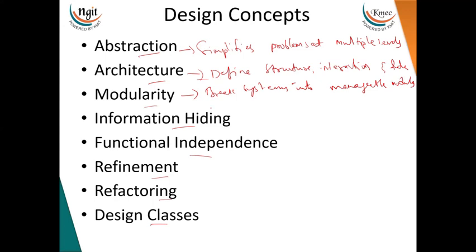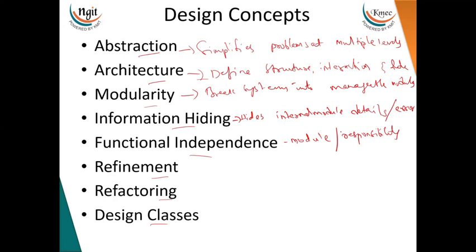Then it's information hiding, where it hides the internal module details. Why do we need to do this? Just to minimize the error propagation. Then it's functional independence. We have a couple of modules, right? So we try to minimize the responsibility such that there will be minimal interaction. That means there is one module, and that module has only a single responsibility.